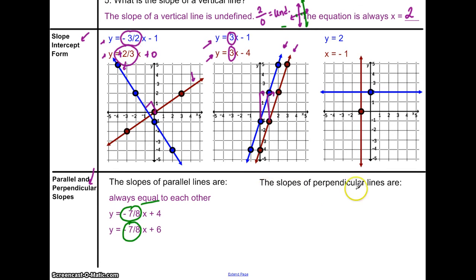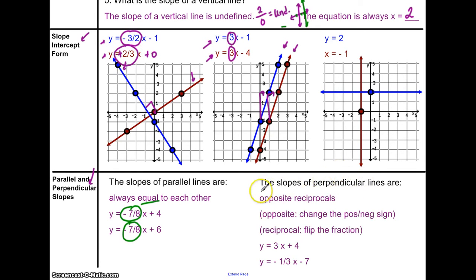Let's put a couple notes down here. The slopes of perpendicular lines are opposite reciprocals to each other. Opposite means we're going to change the positive and negative sign, and reciprocal means we're going to flip the fraction over, the numerator and the denominator. So here's an example. If I had y equals 3x plus 4, the slope of the first line was 3.